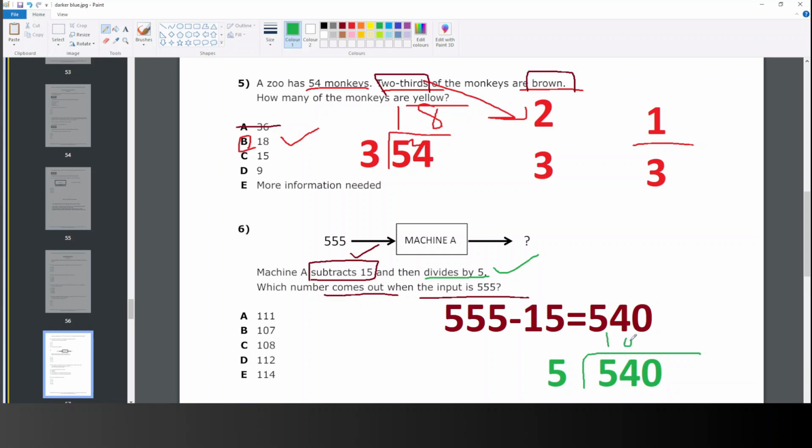1, 0, remainder 4, and then 8. So the answer is 108.